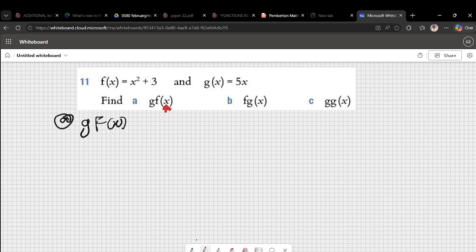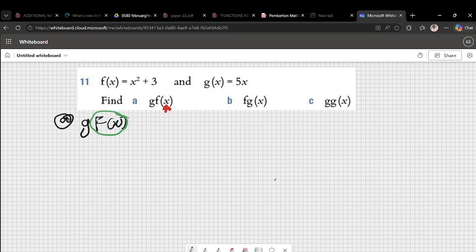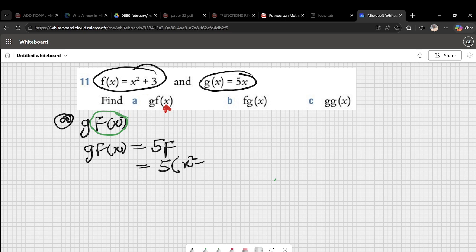So what this means is that your f is now going to replace everything for x in g. So g of f of x will now be equal to, I'm going to go to g now. Remember my g is 5x. It's just going to be what? 5f. Because my f is now replacing my x in g. So this is going to be 5 multiplied by what is f? This is f. It's x squared plus 3. And that's going to give us what? 5x squared plus 15. So that is what? g of f of x.